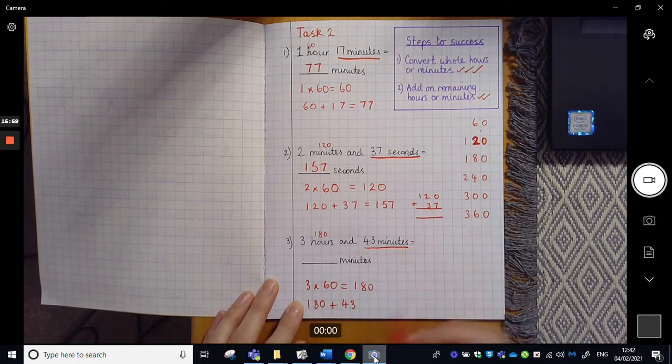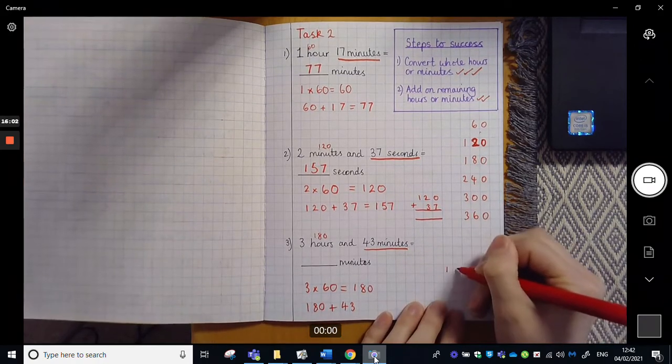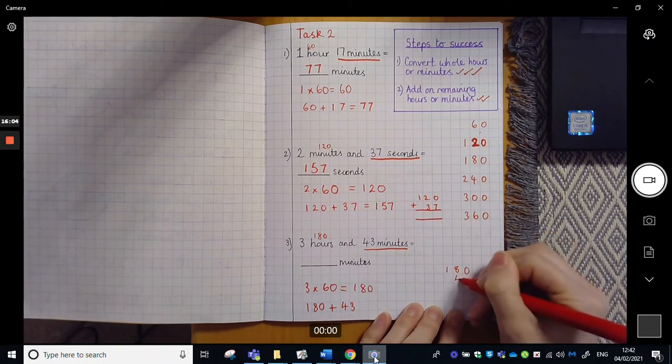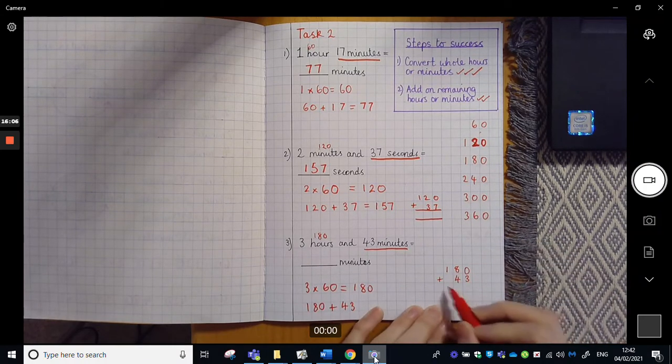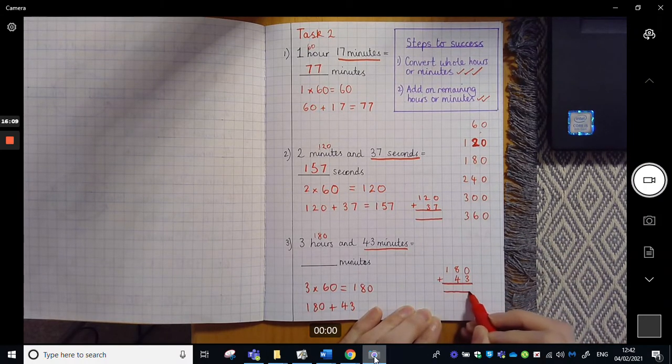So adding on this here. So 180 add 43. Again, I could do this in my head, but there is some regrouping. So I'm just going to show you how you can make sure you're doing that accurately in your addition.